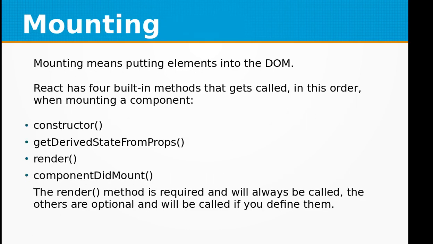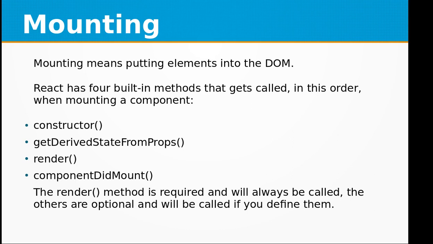Let's look at the first phase, that is mounting. Mounting means putting elements into the DOM. React has four built-in methods that get called in this order when mounting a component. The first one is constructor, the second one is getDerivedStateFromProps, the third one is render, and the fourth one is componentDidMount.